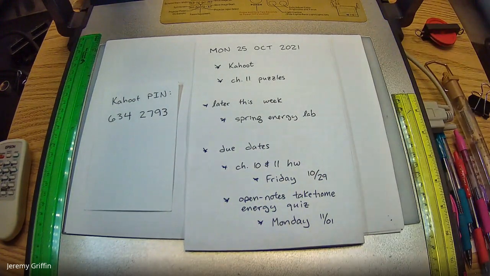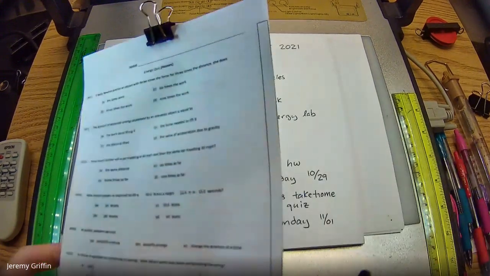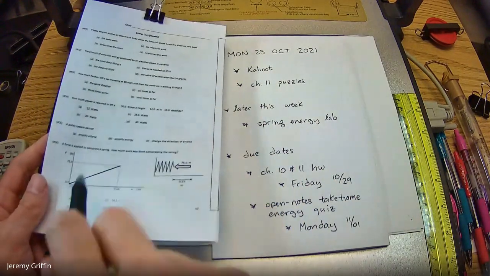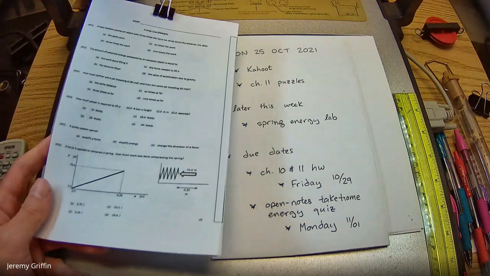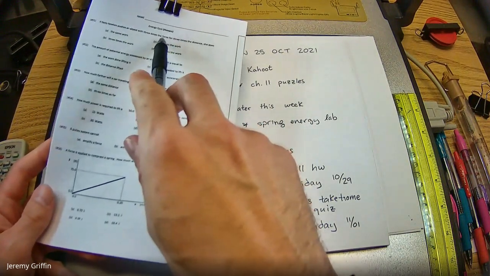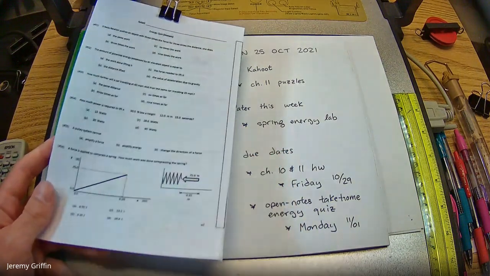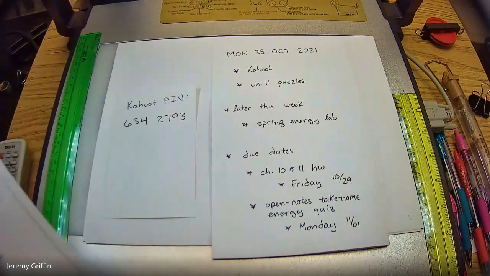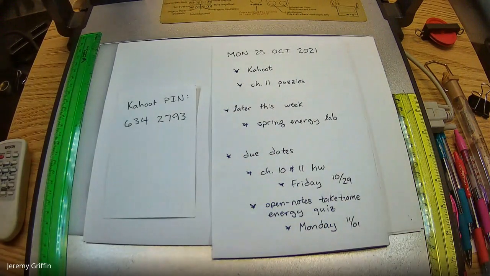But there is one more thing I have to tell you before we get going too far, and that's that I have your next open notes take-home quiz. Clipped to the right side of your desk is a page that looks like this. It says Energy Quiz Honors. Make sure it says Honors and not AP. It has 10 questions, 6 on the front, 4 on the back. This is due one week from now, next Monday. Of course, if you finish it early, feel free to turn it in early.